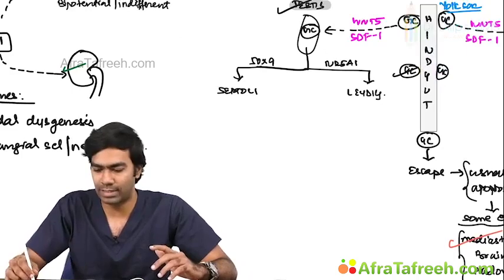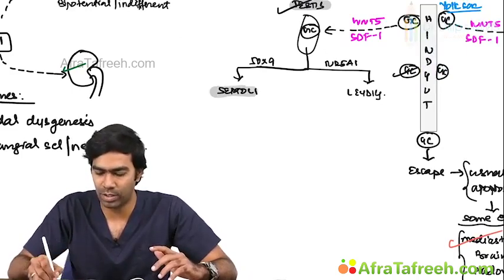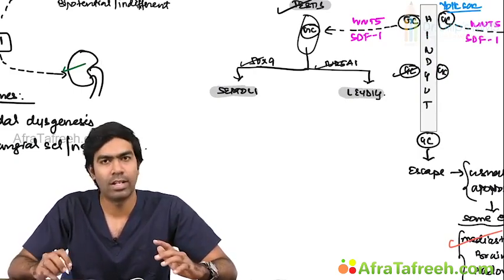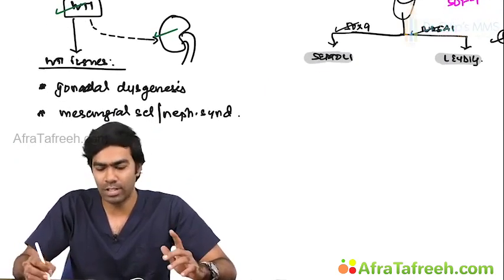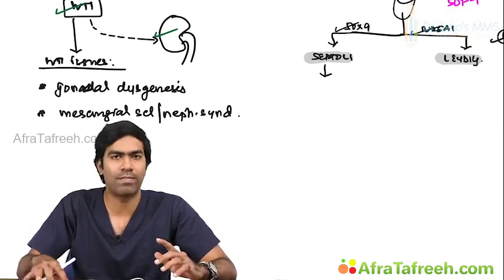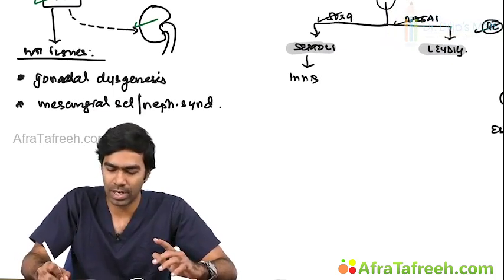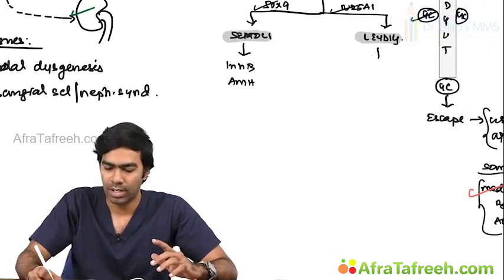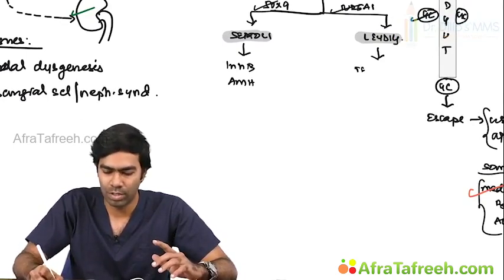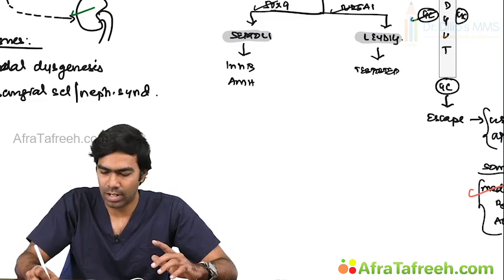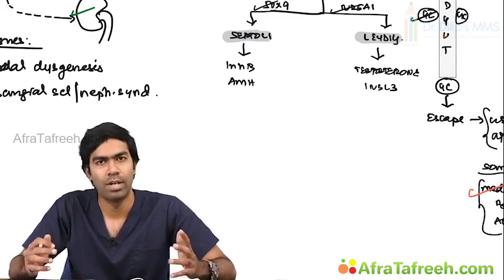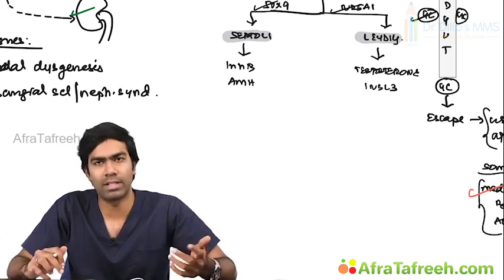So as I told you, the testis differentiating into Sertoli cells and Leydig cells depends on two important transcription factors, that is SOX9 and NR5A1. The Sertoli cells are going to produce two important factors. One is called inhibin B and the second is anti-Mullerian hormone, otherwise called Mullerian inhibitory substance. And the Leydig cells are going to produce testosterone, and they are also going to produce insulin-like factor 3, called INSL3. These are the two important things that are secreted by the Leydig cells.